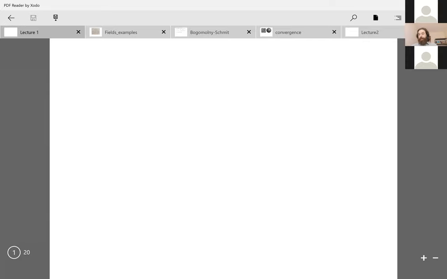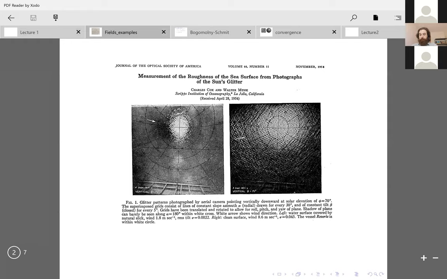Okay, then let's start. First, let me start with a couple of motivational examples that are not mathematical in nature, but physics. Gaussian fields have been used for quite a while in different areas of science to model a lot of natural phenomena. This is an example from a paper from the 50s. This is an aerial photo of the sea surface, and you see these glitters. This is where the sun is reflected in the right direction. So what we have here is a random surface, and these bright dots are exactly points where the gradient of this surface is pointing in a certain direction. So it's a very easy observable of this field.